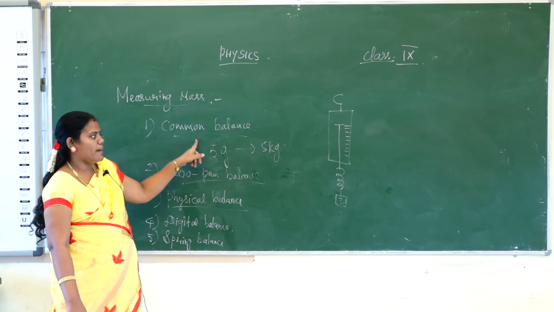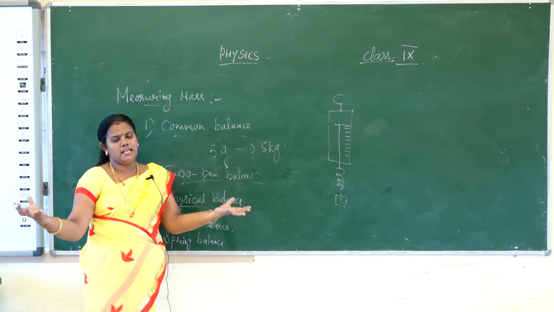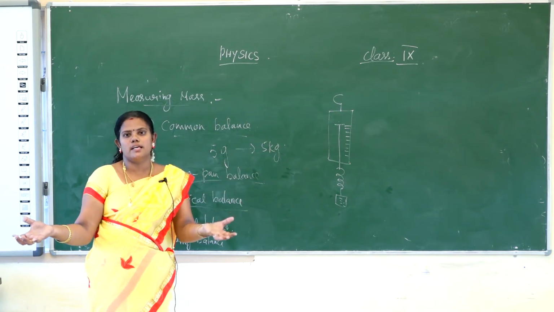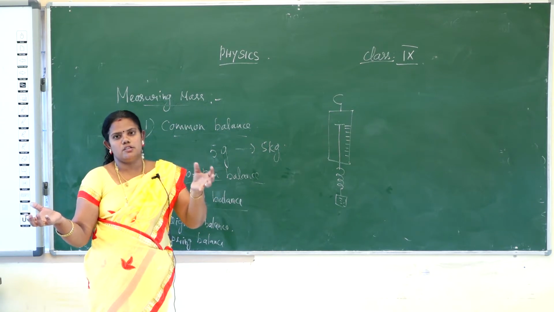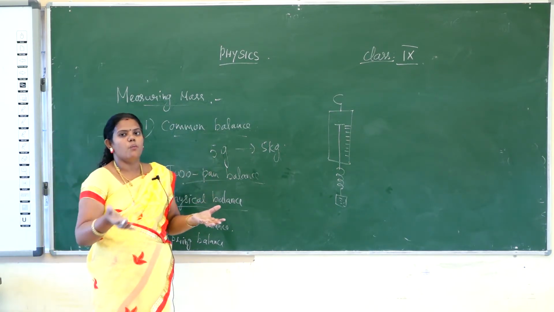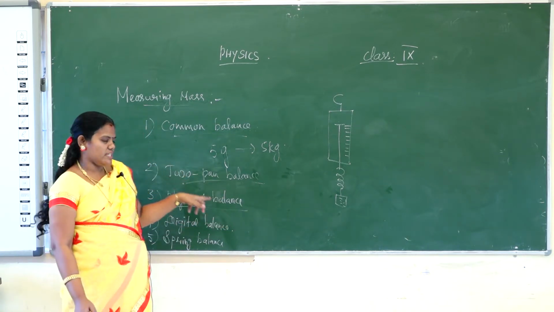So first is the common balance and second one is the two pan balance. Common balance is nothing but two plates, one on each side: on one side the object, on the other side the weight, and the mass will be calculated. Two pan balance means two pans are there, one side has the crucial thing, and the other side has the weight.